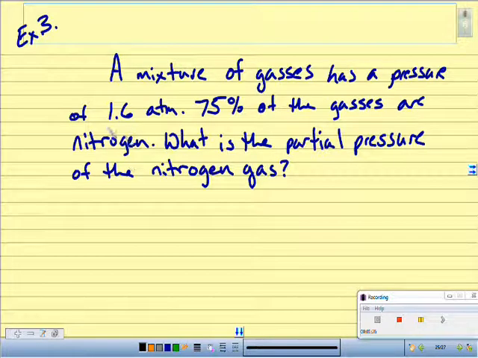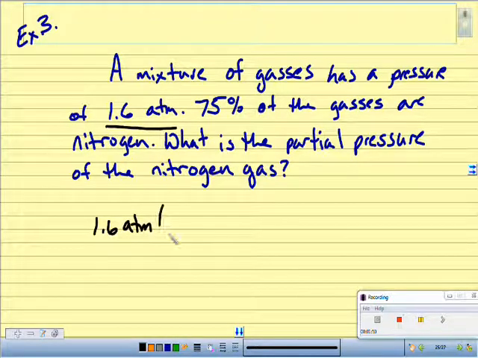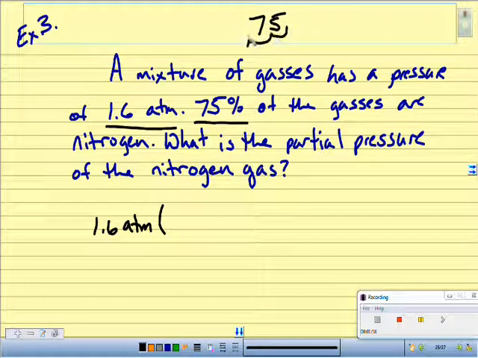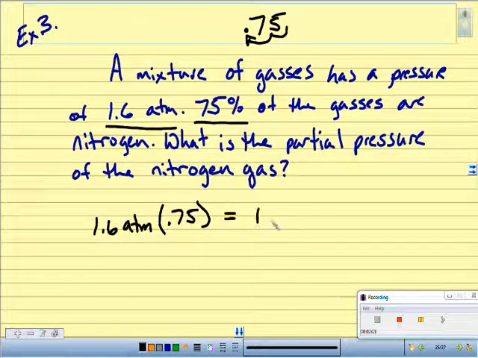With this type of problem, you take the total, 1.6 atmospheres, and you multiply that by the percentage in its decimal form. And of course, if you have 75%, to get to the decimal form, that just means you slide the decimal 2 places to the left. So 1.6 times 0.75, and you multiply that together, and you get that the partial pressure of the nitrogen is going to be 1.2 atmospheres. Here again, not difficult.